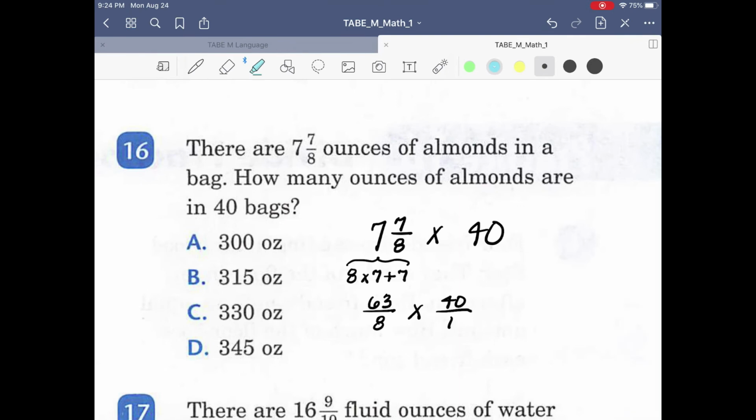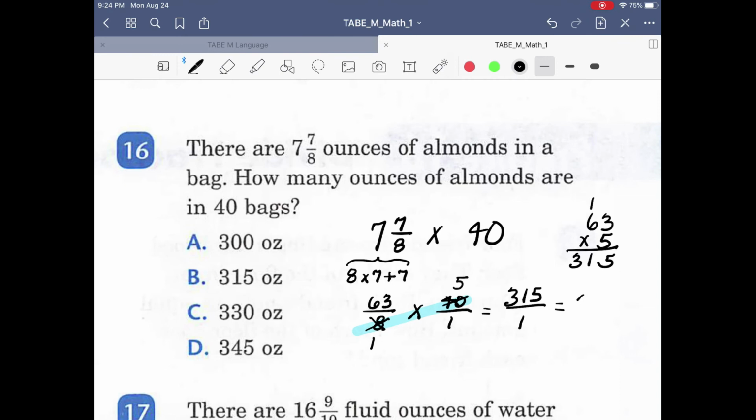I like this one because look at this canceling right here. 8 into 8 is 1. 8 into 40 is 5. So we're going to end up with a 1 on the bottom. Now we do have to do this 63 times 5, but that's better than 63 times 40. So I can do this and you can too. That's 315 divided by 1. Remember that's still 315. So this one's looking like B.